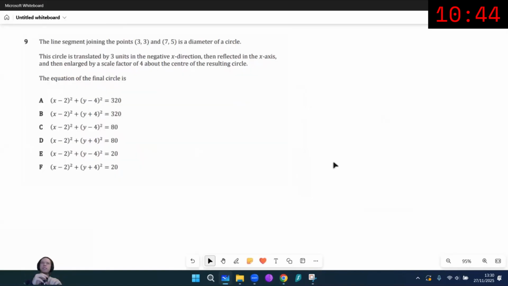Okay, so I think probably the easiest way of solving this question is figuring out the center and radius of the original circle. Which is easy, because the center is right in the middle of any diameter, and the radius is just half the distance, so half the diameter. Also, if we translate a circle by 3 units in the x direction, reflect it in the x-axis, and then enlarge it by a factor of 4, it's still a circle. We just have to figure out where the center is and how big it is. Clearly the radius will be 4 times the original radius.